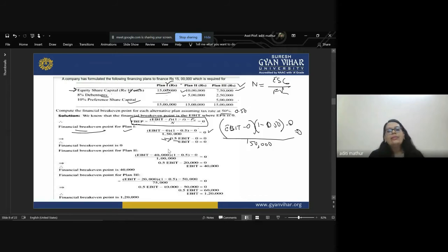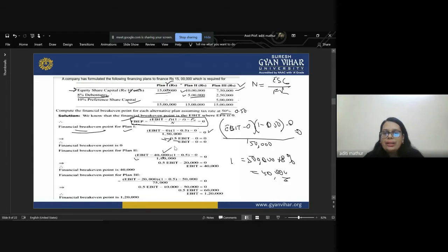Now let us calculate the financial break-even point for plan 2, where the company has equity and debentures in its capital structure. Again, first we will write the formula and then we will plot the figures we know. So EBIT, which we have to calculate, minus 40,000. Why minus 40,000? Because of 8% debentures of 5 lakh. So interest is 5 lakhs into 8%, which is 40,000 rupees.